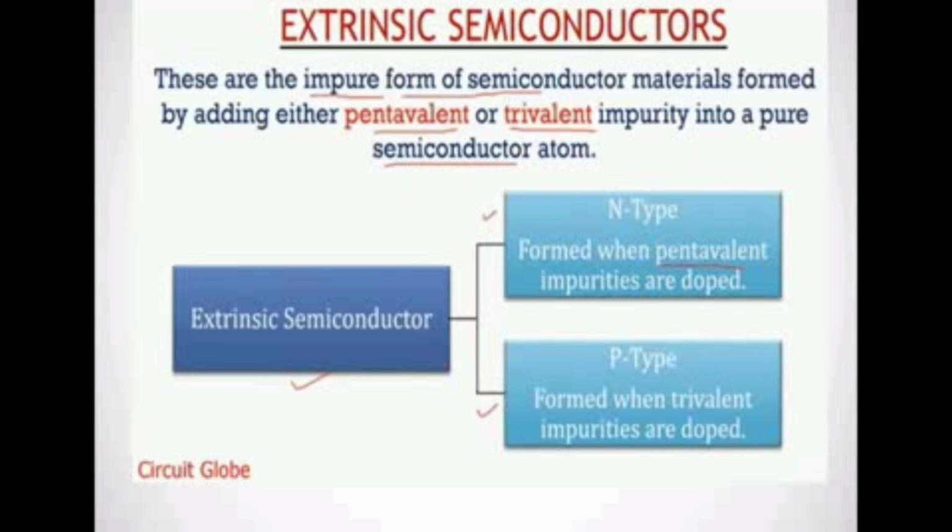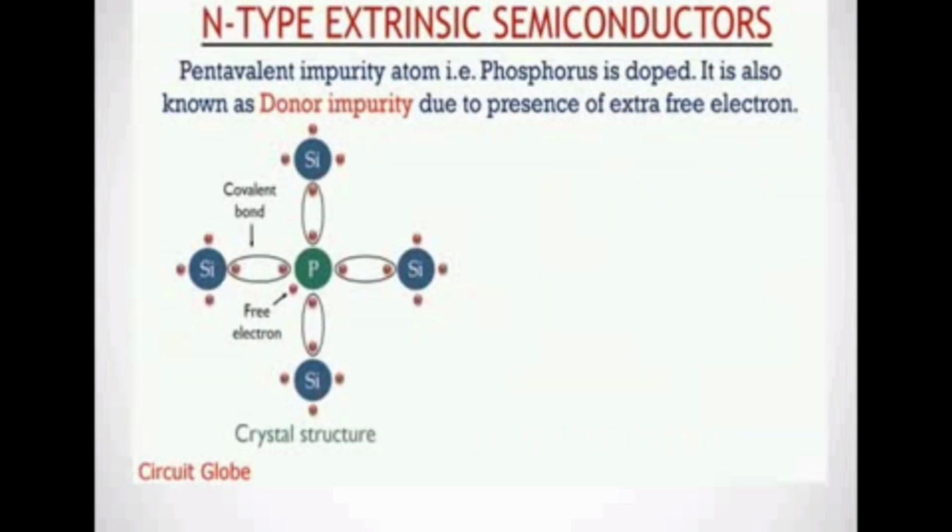So when a pentavalent element is added to the pure atom, it will become N-type. When a trivalent element is added, it will become P-type. So using the pentavalent and trivalent atoms, we can produce N-type and P-type semiconductors. Now you can see N-type extrinsic semiconductors, how to produce them. Pentavalent impurity atoms like phosphorus, antimony, arsenic are pentavalent elements. So now we are going to dope phosphorus into silicon.